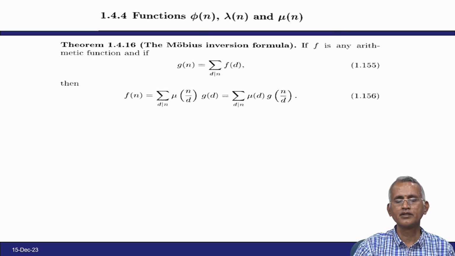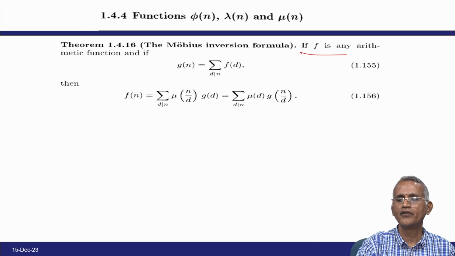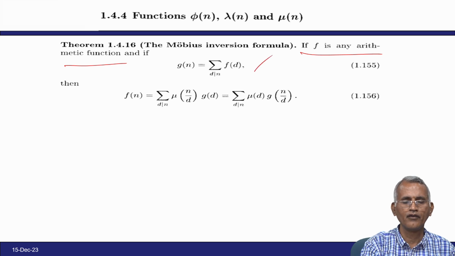So, the Mobius inversion formula is: if f is any arithmetic function, and g of n equal to summation over d divides n of f of d, then f of n equal to summation over d divides n of mu of n by d into g of d, which is equal to mu of d into g of n by d.